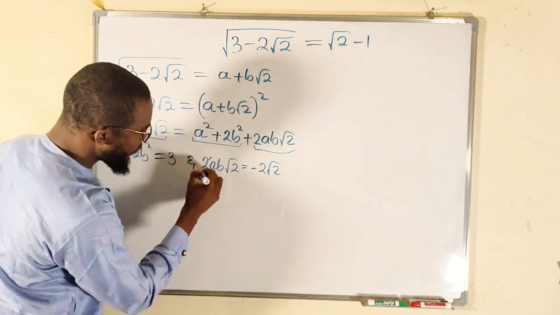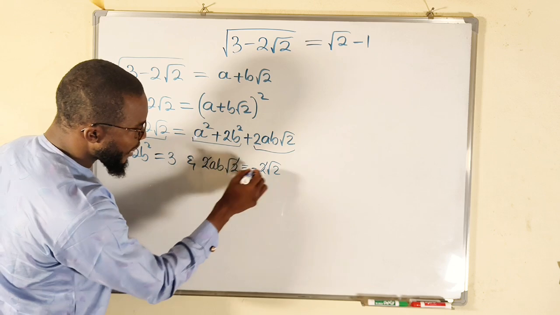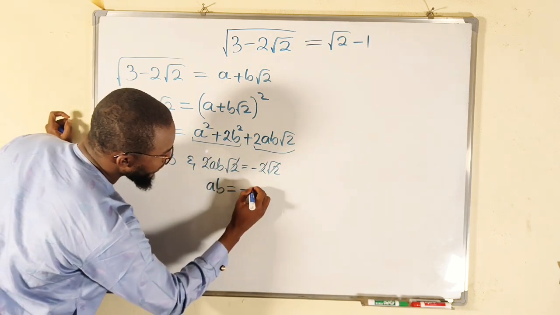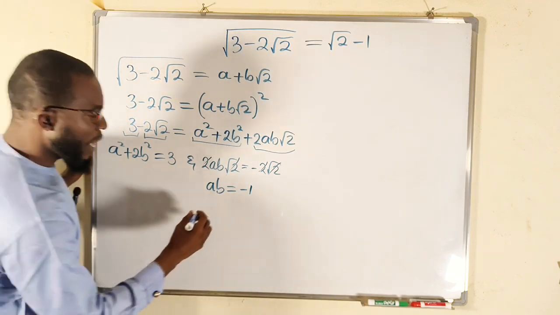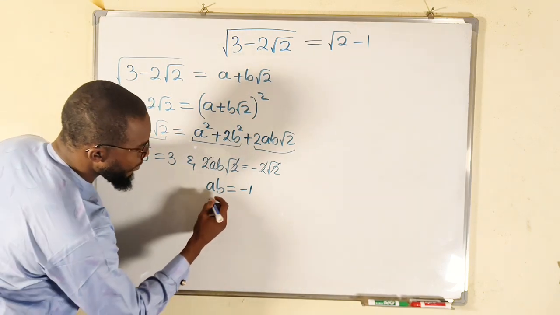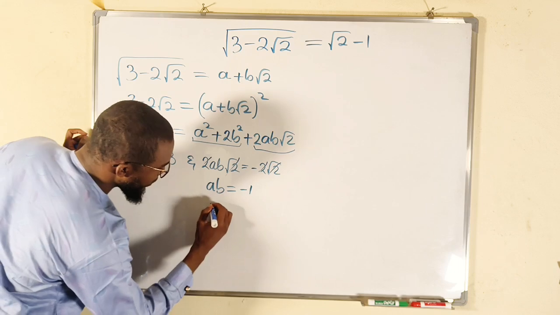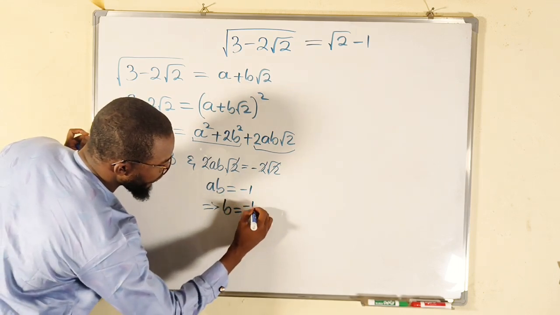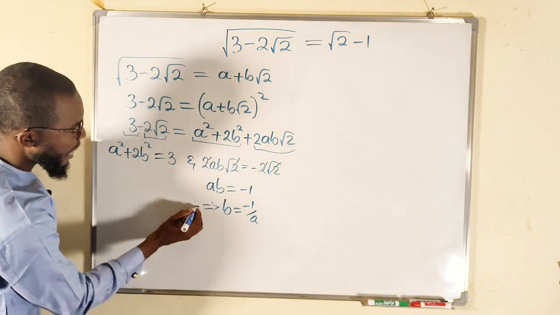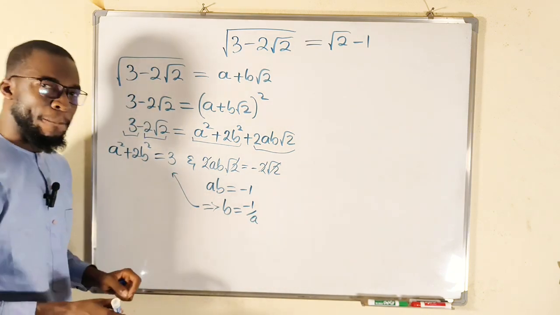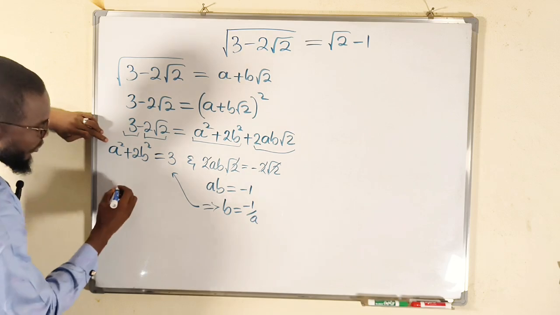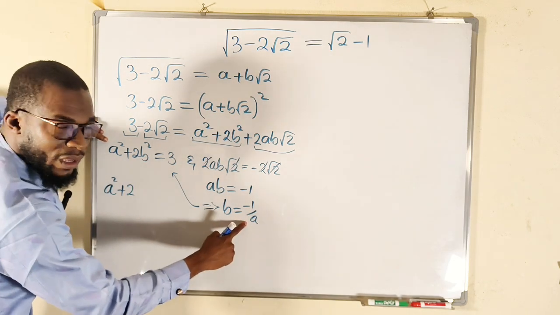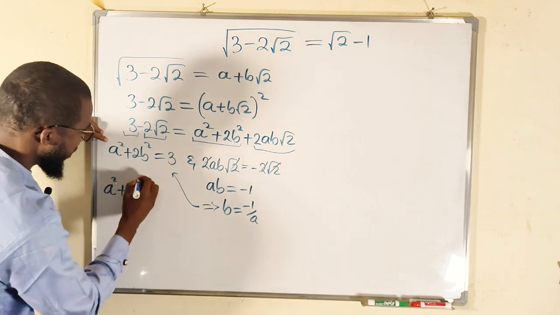Let's simplify this. You can see that 2 will cancel 2. Root 2 will cancel root 2. So we have ab to be equal to just negative 1. And we can make b the subject or a, it doesn't matter. I can say that this implies that b is equal to negative 1 over a, which we can now plug into this equation. If you plug it back here, you have a squared plus 2 times b, but b is now negative 1 divided by a.